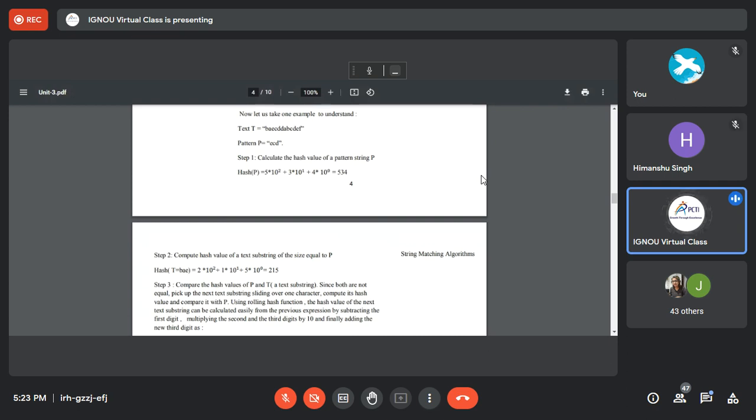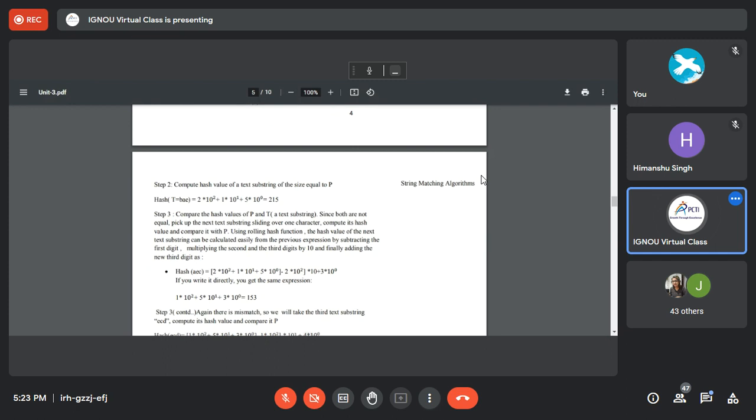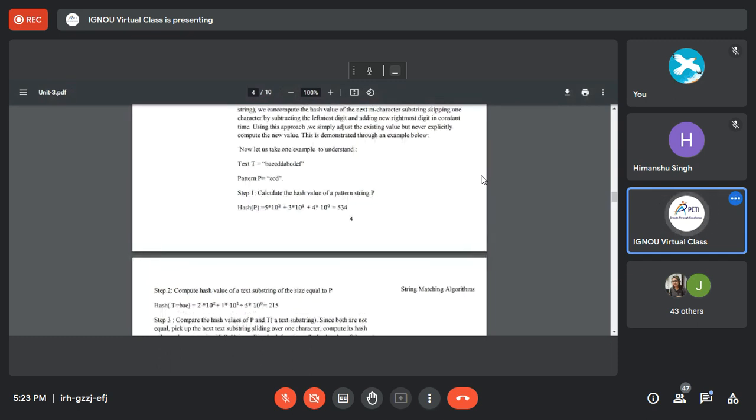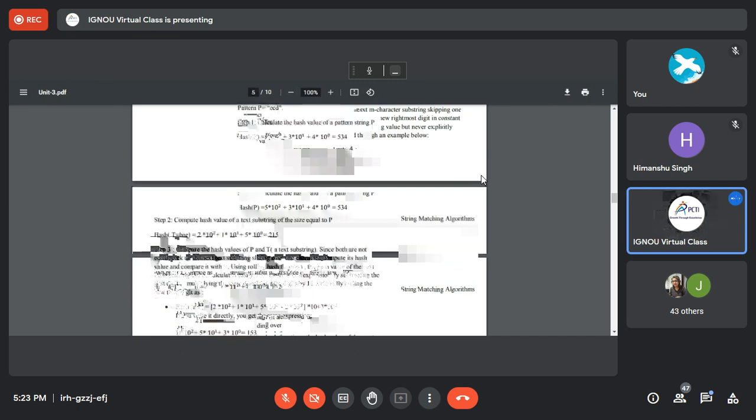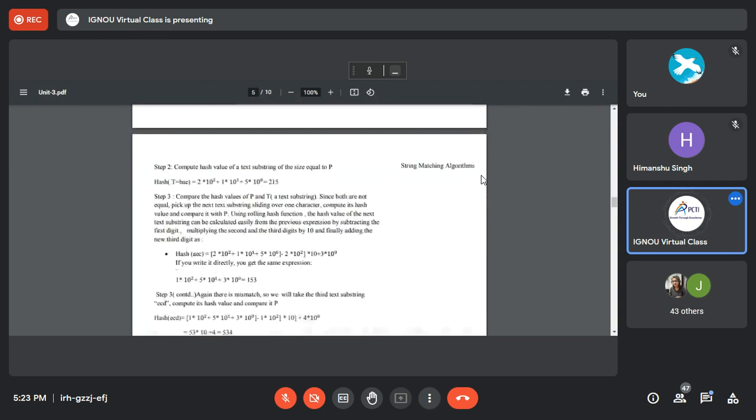Now we have to take the second step, that is, compute the hash value of a text substring of size equal to the pattern length. So for the first one, it is BAE. The B value is 2 multiplied by 10 to the power 2, plus 1 multiplied by 10 to the power 1, and so on. Now, compare the hash value of P and T. We have to compare both values.